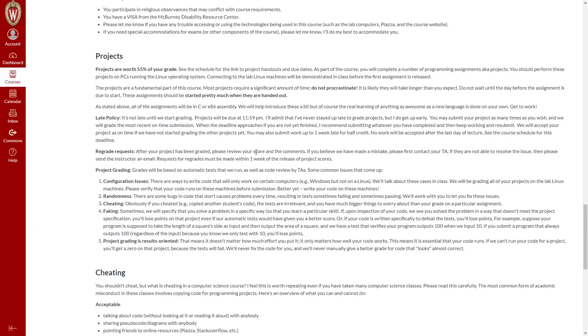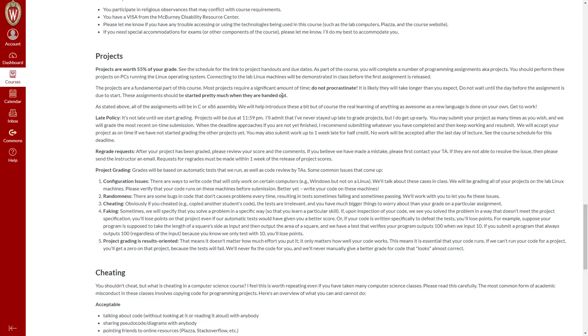All right, let's see. Projects, 55% of the grade. For all of these projects, we're going to be running the code on the Linux operating system. We're going to see different configurations have trouble, like a Windows machine will do something a little different than a Linux machine. In order to make grading uniform, to make sure all the code works, we'll be connecting to the lab machines. I'll demonstrate how to do that in a video sometime in the next 48 hours and just walk you through the process if you haven't seen it before.